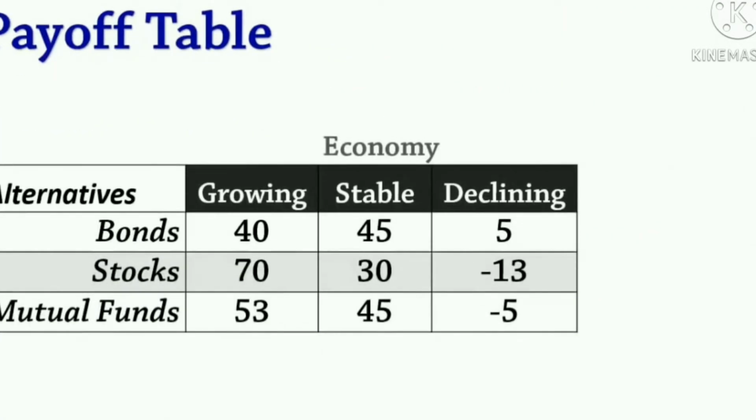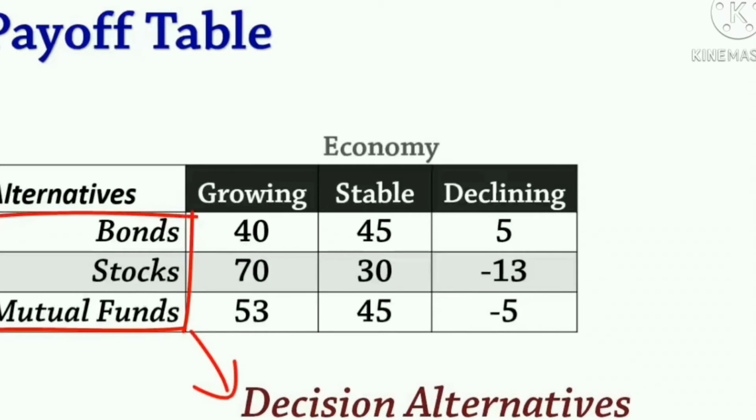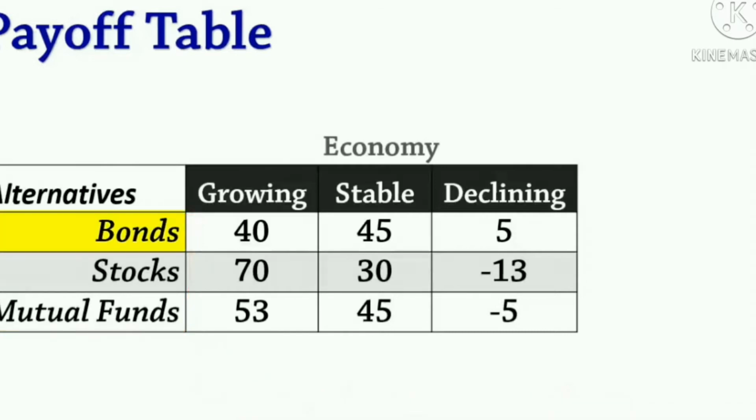The table seen here is referred to as a payoff table or decision table. The alternatives on the left here in the rows are referred to as decision alternatives. They are the options available for the decision maker to choose from. We will assume that the decision maker can only choose one of these alternatives: invest in bonds, stocks, or mutual funds.